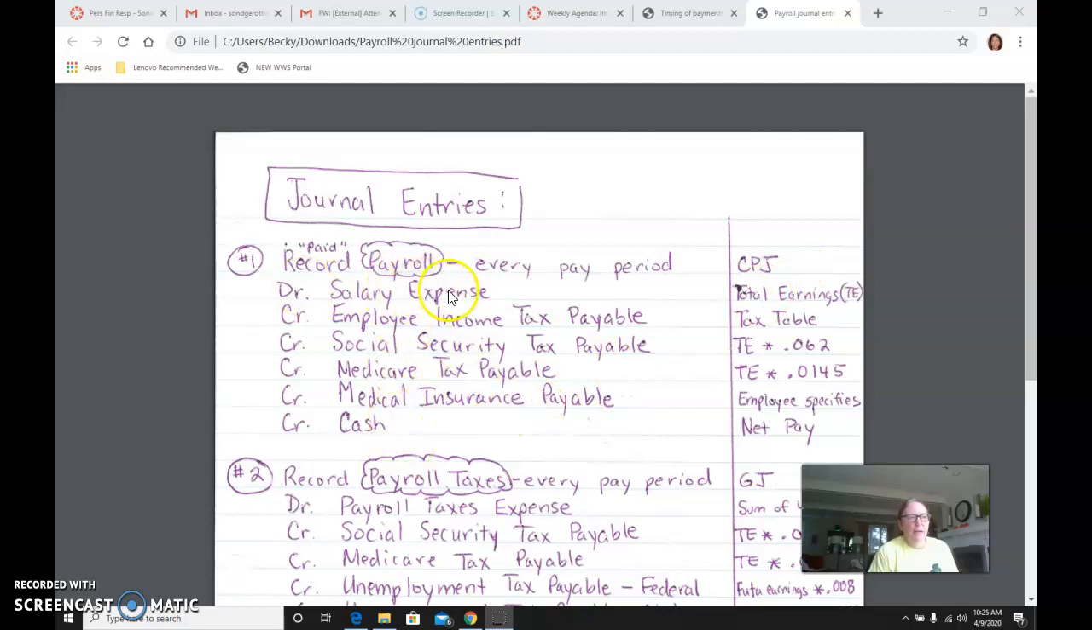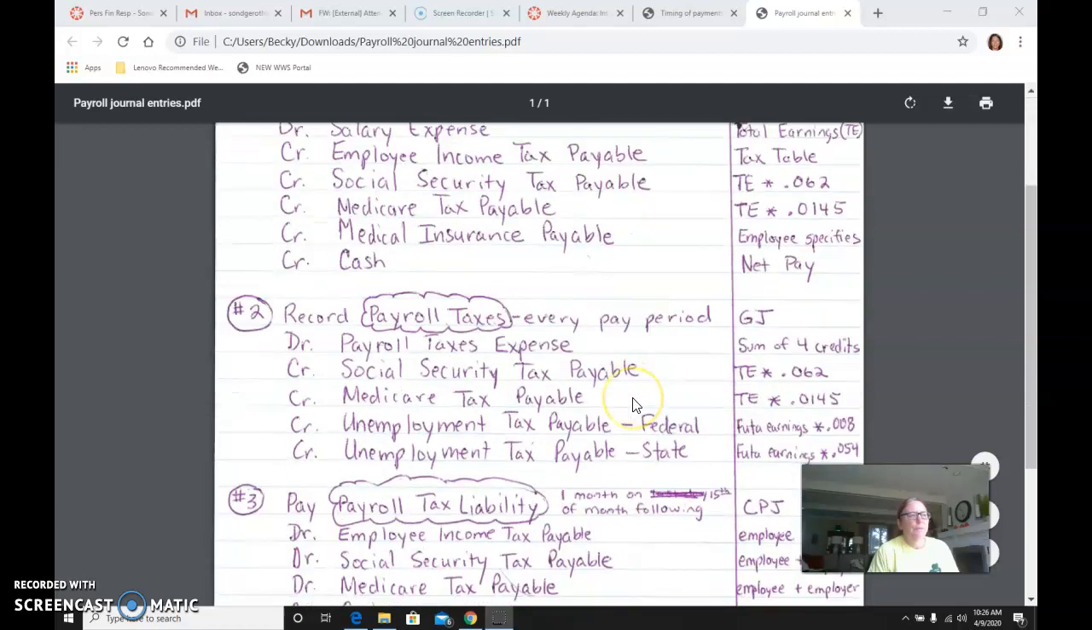We're going to debit salary expense for total earnings, what was earned by the employee. We're going to credit all these liabilities, and here's how they're computed as a summary. And then we're going to credit cash for the net pay.